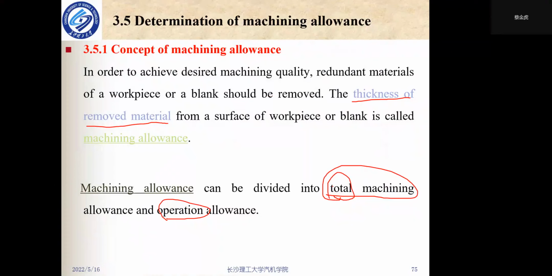So the total machining allowance is the total material thickness removed from a surface. It equals the difference between the blank dimension and the design dimension of the part.